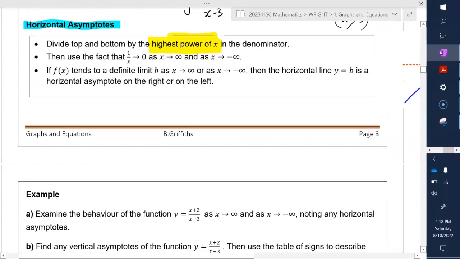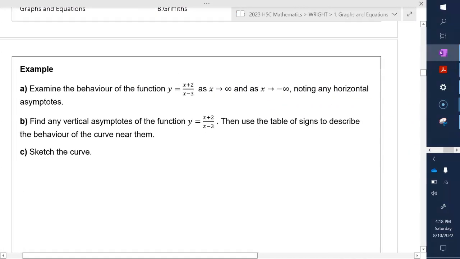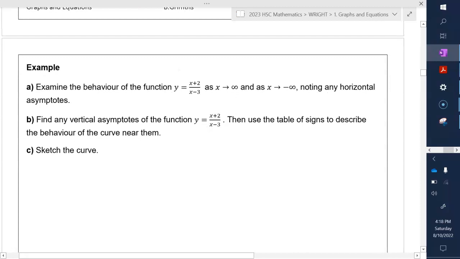So if we scroll down, here is our first example. And we're going to be examining the behavior of the function y equals (x plus 2) over (x minus 3) as x goes to infinity and as x goes to minus infinity, noting any horizontal asymptotes.